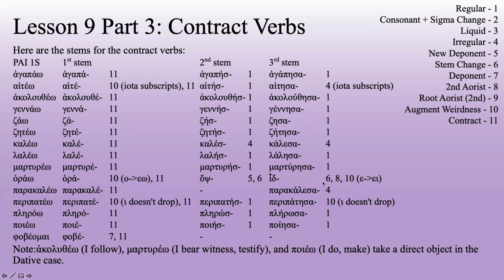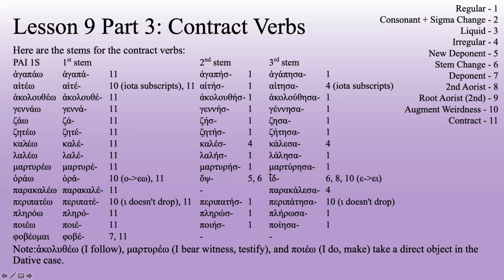So this is a complete change of stem. It is a second aorist, so it's going to take second aorist endings. And the augment is going to be weird. When we add an epsilon, it's going to become epsilon iota, which isn't too abnormal, but it's not going to be a lengthened iota there. So watch out for that.